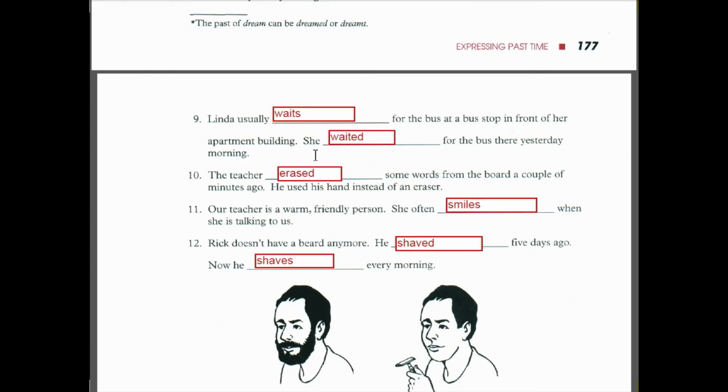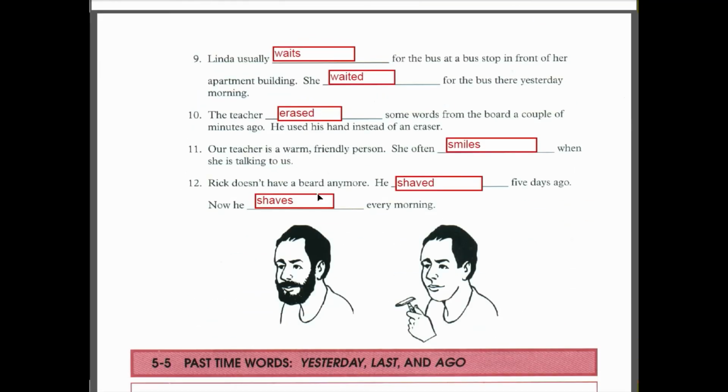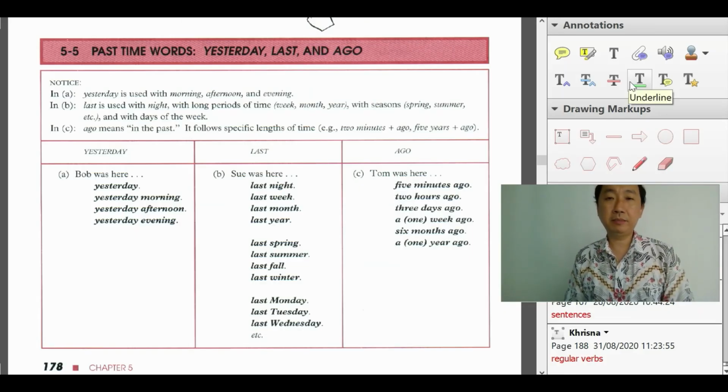Okay, yeah, so we have done this exercise, and this is the answer. Yesterday, last and ago. And then for the past time words. So as we know, when we are using the past time verbs, the past time words must be connected. So we cannot say, I in class today. I was in class today. No, it's wrong. Or I in class yesterday. And then I say I am in class yesterday. So it's wrong. So the verb must be connected to the information of time.